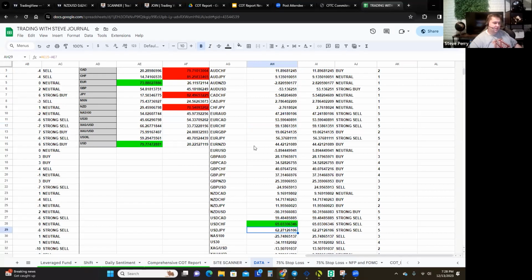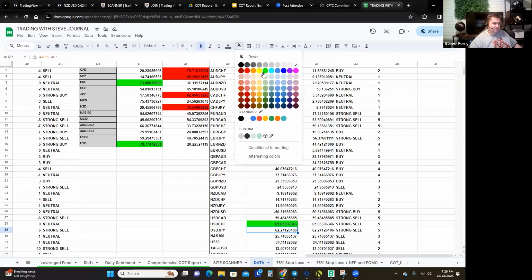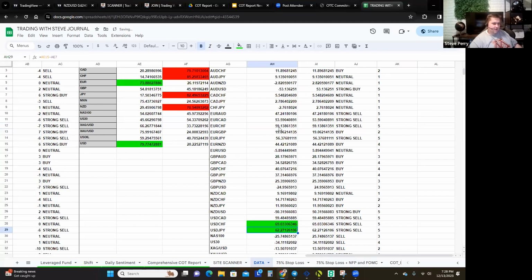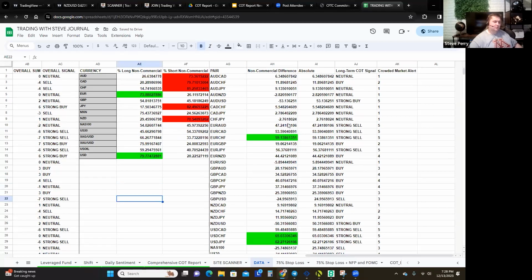Like, yeah, the USD yen. I'll highlight that one. That's also really long. Euro franc, I'll highlight that. So these are really big positions, basically. That's what this is trying to say. Okay. So for a while, these pairs have been going up.